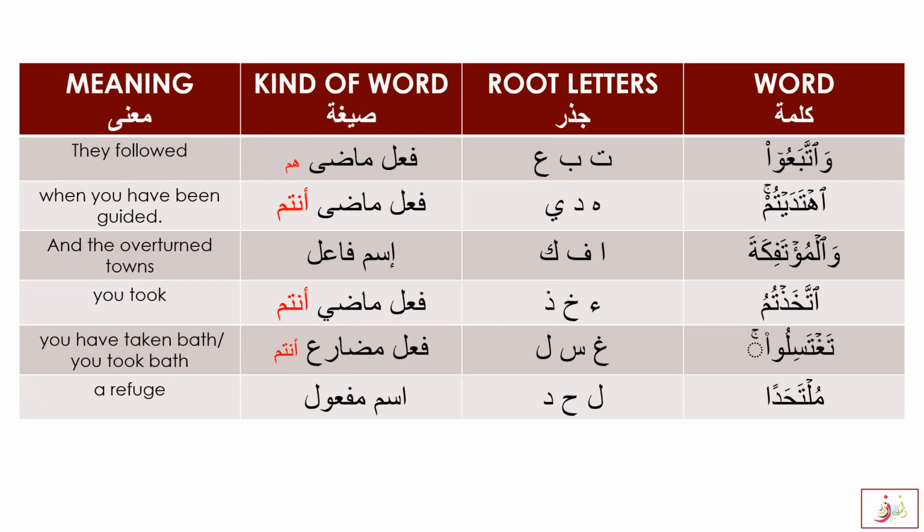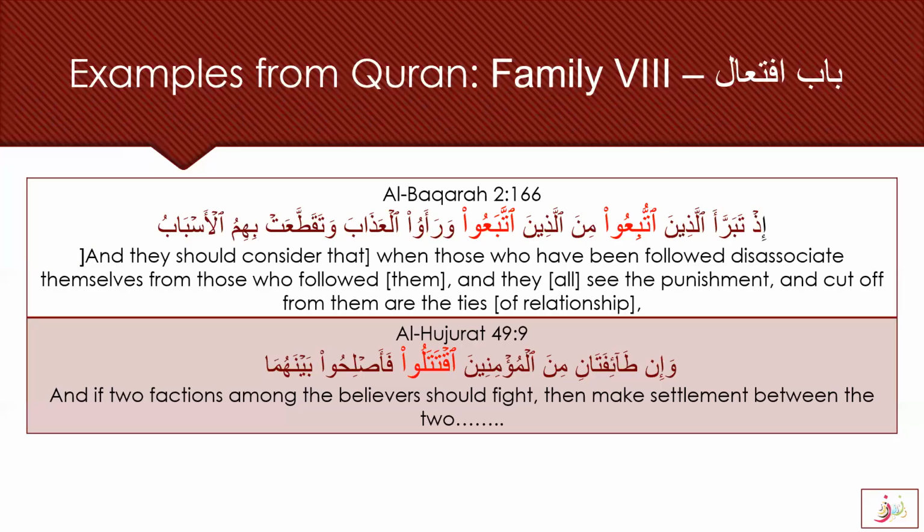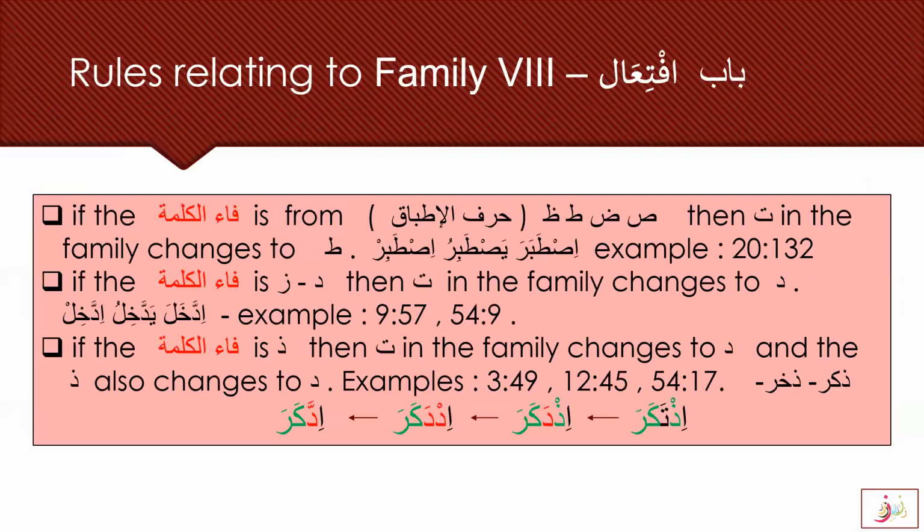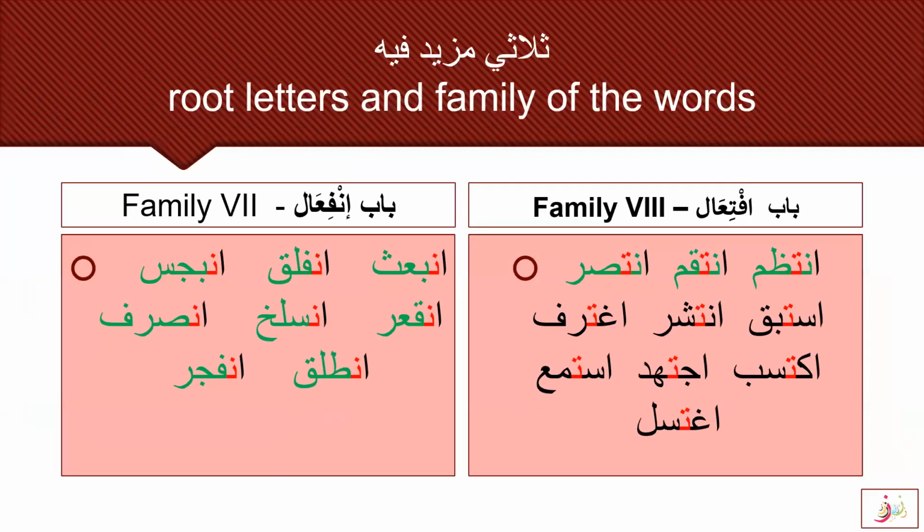Then we did the examples for the Iktaraba family, and we pointed out what these words are and what their root letters are. Then we did the examples from Quran. And I hope that you will be doing the Sarf Saghir and Sarf Kabir charts for all these words that I gave you for practice. Then there were some rules regarding family 8, and inshallah you can go through the previous lecture to revise all these rules for family 8, and then we learned how to differentiate between family 7 and family 8 words.